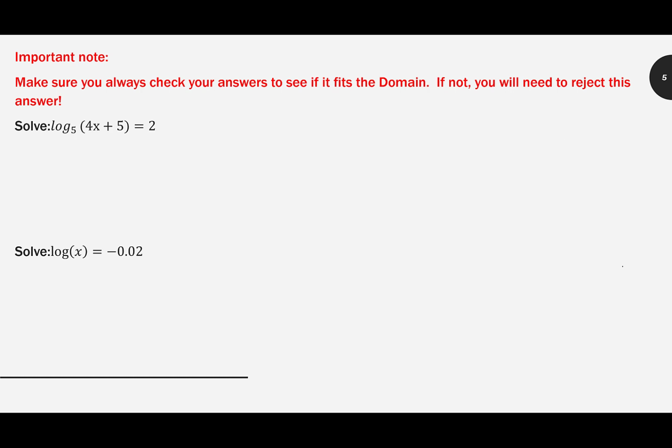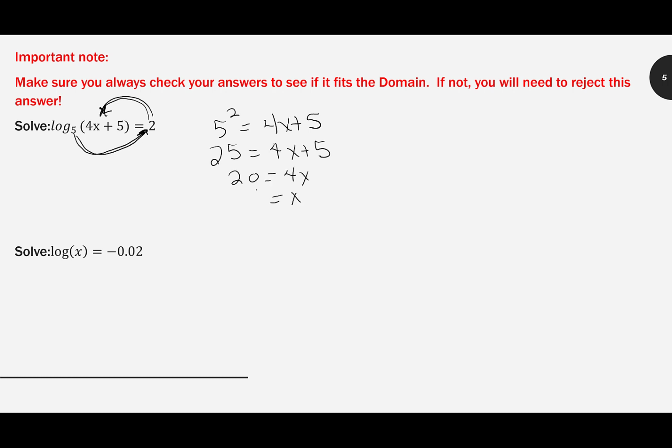I have the log base 5 of 4x plus 5 is 2. I see a number on the right, which says use the definition. So 5 squared is equal to 4x plus 5. I kind of write this circle where I say 5 to the power 2 is equal to 4x plus 5. So I think going counterclockwise. This says 25 is 4x plus 5. 20 is 4x. X is 5.